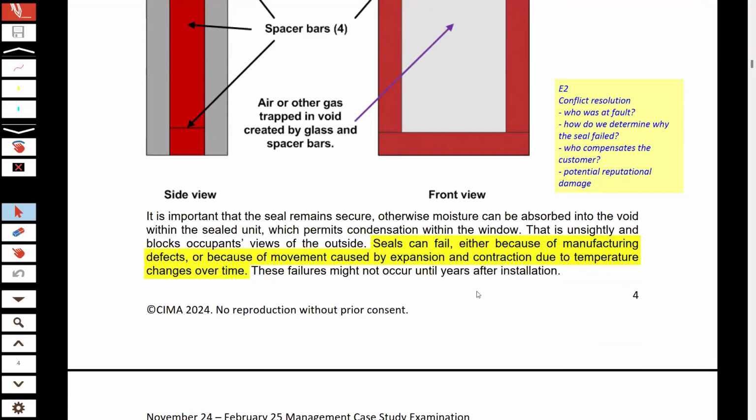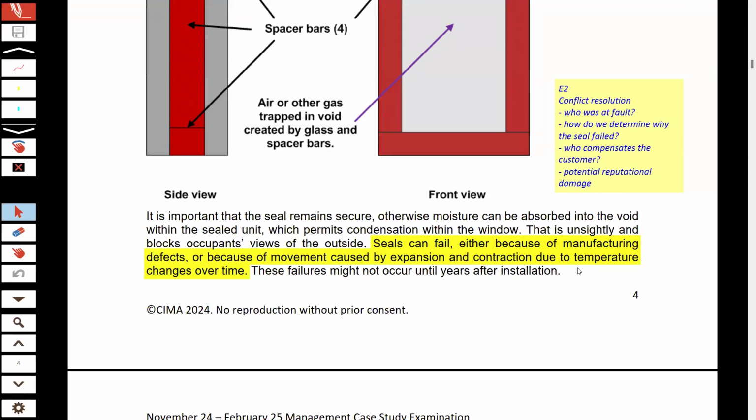Okay, then. It points out in this last little paragraph here, mainly what we've already said, which is that these seals in these sealed units can break. Those seals could break because of poor quality from the supplier of these sealed units. And when they fail, that can cause problems with condensation within the windows. And they can fail because of faulty manufacturing from the supplier in the first place, or because of temperature change over time.